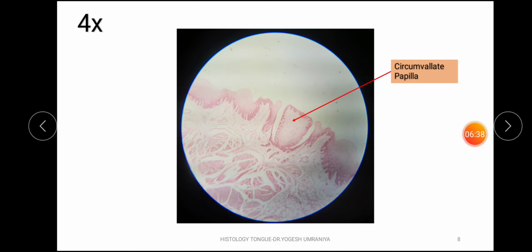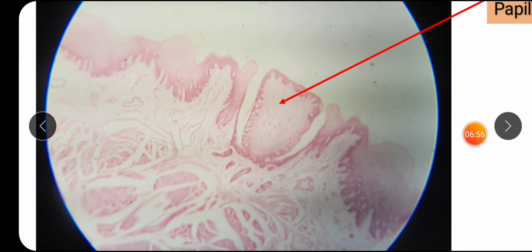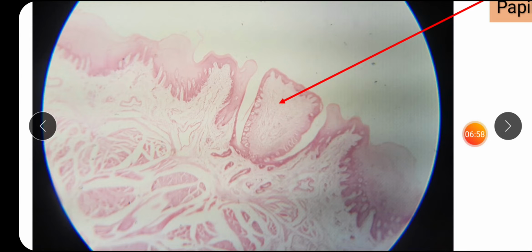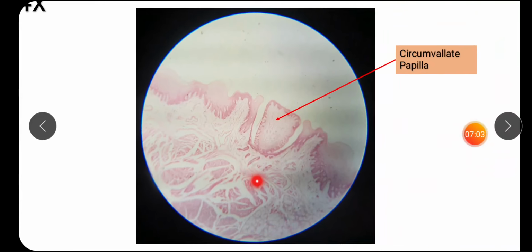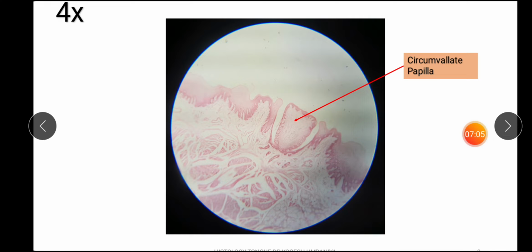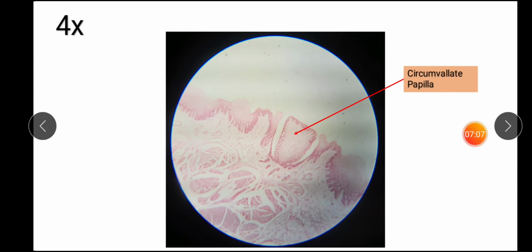Next one, that is the image under the thorax. Now you can see this is the epithelium with the papillae. Okay. So this must be the dorsal aspect. And here you can see this papillae, that is known as the circumvallate papillae. You can see the shape. Okay, this is the circumvallate papillae. Underneath you will find the lamina propria, okay, as well as the muscle there.